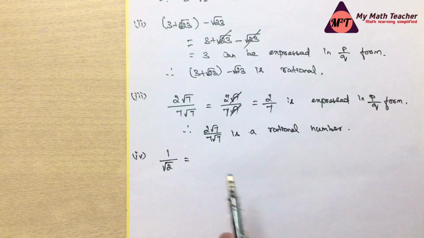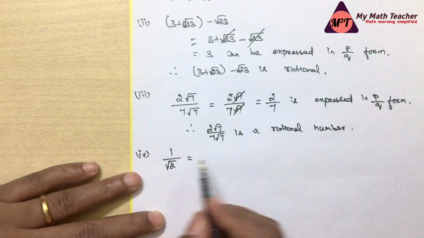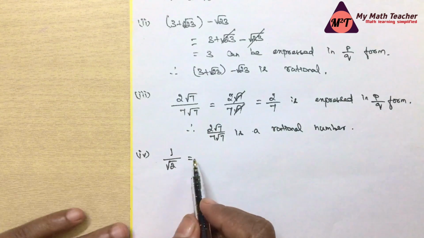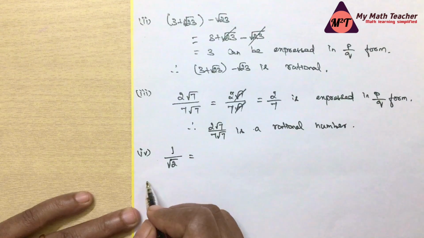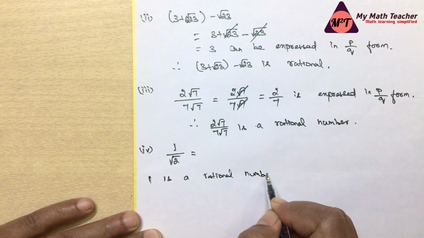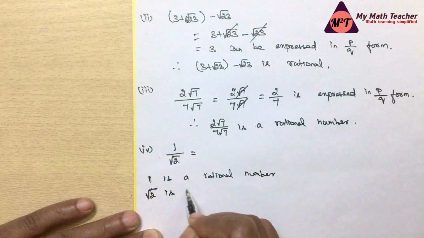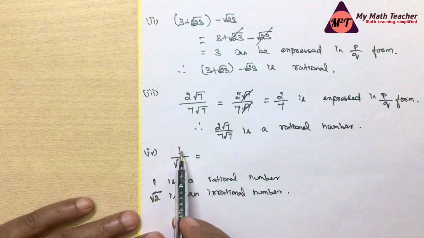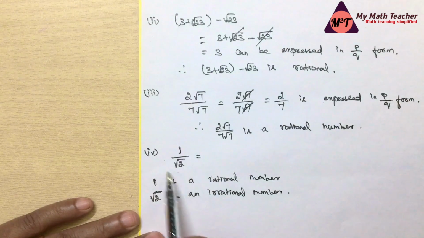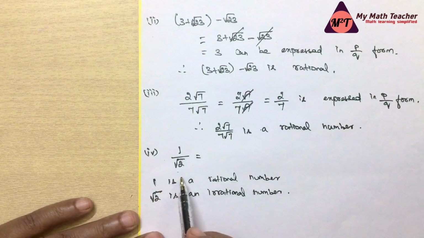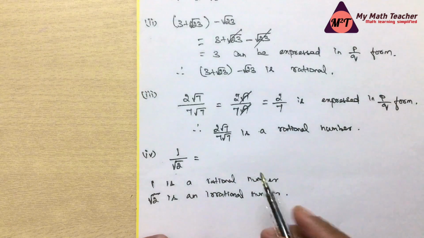Now the fourth one is 1 by root 2. We know that 1 is a rational number whereas root 2 is an irrational number. So when you divide 1 by square root of 2, the final answer will be non-terminating and non-repeating. So the final outcome will be an irrational number.